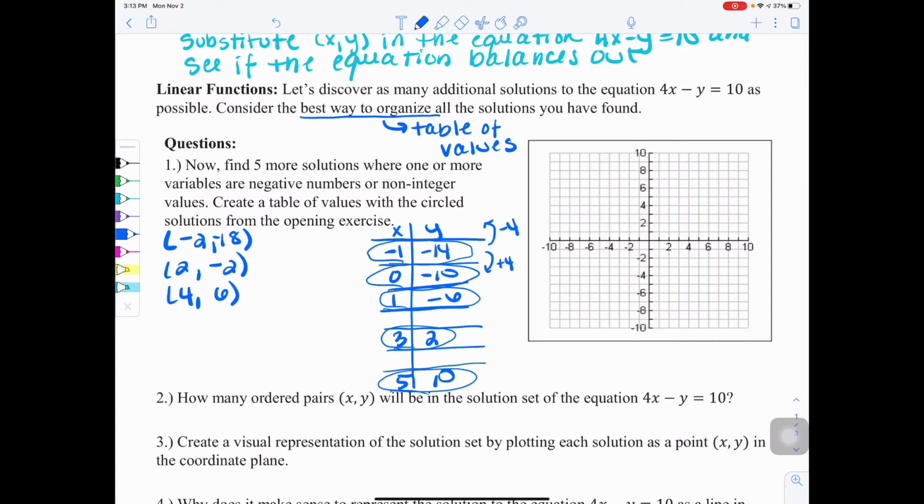Now, we also want to remember that we don't have to always use integer values. We have some negatives here, but we haven't used any fractions or decimals. So we could go ahead and think, okay, if (4, 6) is here, what would be halfway between (4, 6) and (5, 10)? Well, halfway between 4 and 5 would be 4.5, and then halfway between the 6 and the 10 would be the 8. You could do the same thing going another step past (-2, -18). You could do -2.5 and then only do minus 2 to be at negative 20.